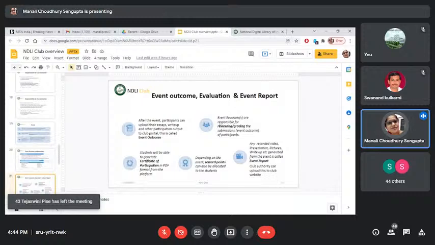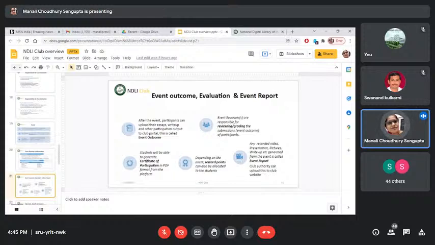And this part is essentially very important for the patron, president, executive member, and secretary. After the event, participants can upload their essay and other participation output to the club portal. This is called the event outcome. Event reviewers are responsible for reviewing and grading the submission. Then students will be able to generate a certificate in PDF format from the platform. In that case, the librarian has to ensure that students join the event through the NDLI platform. Only then can they generate this certificate of participation.